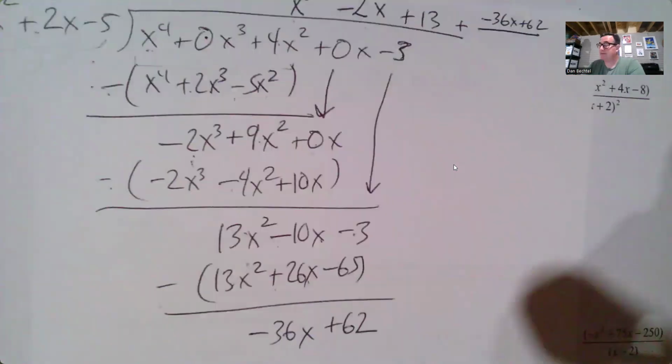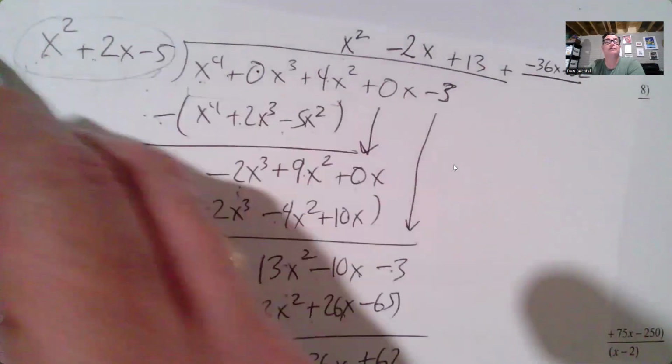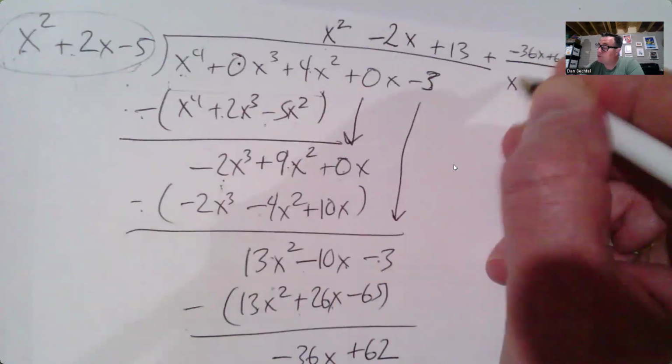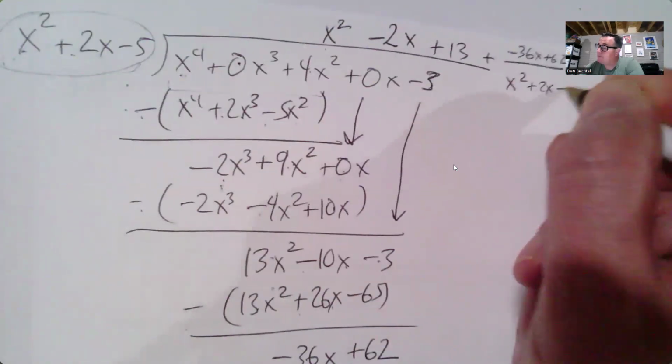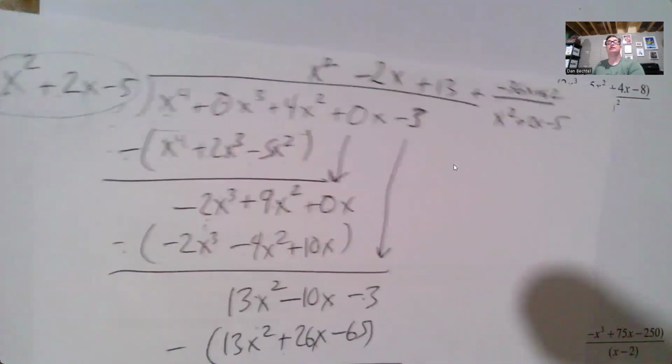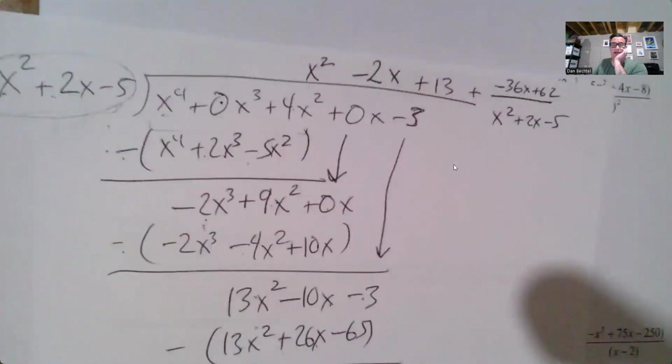I'm just going to put that on the top. And then what I divided by here, that's going to go on the bottom. So x squared plus 2x minus 5. Now, is that an ugly answer? Yes, it is an ugly answer, but it's okay. This is the most accurate answer that we have.